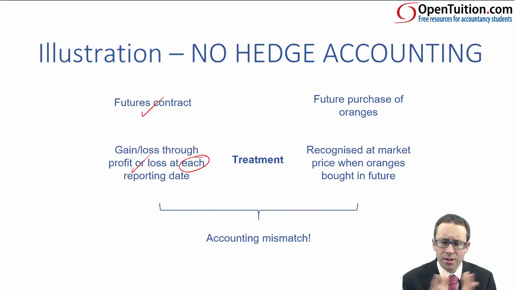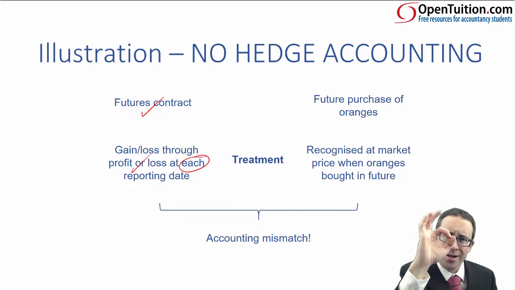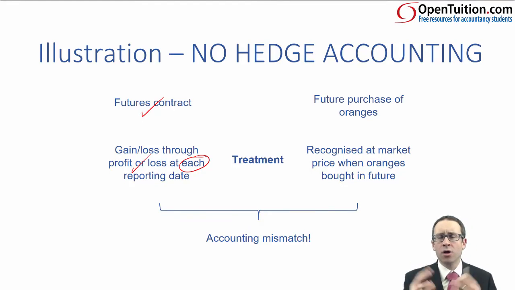We've got 3 months, so imagine our reporting date straddles that 3 month period. Either it's after 1 month, 2 months, not the 3 months. The issue that you're going to have is that every month or at the year end, you're going to report a gain or loss on the future. It goes through profit or loss. What do we have with regards to the oranges? Nothing, zero, zip, de nada, nil. There's nothing in there, is there?